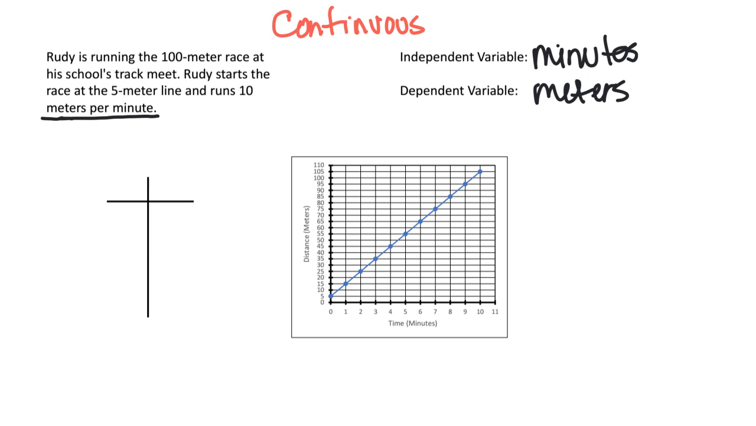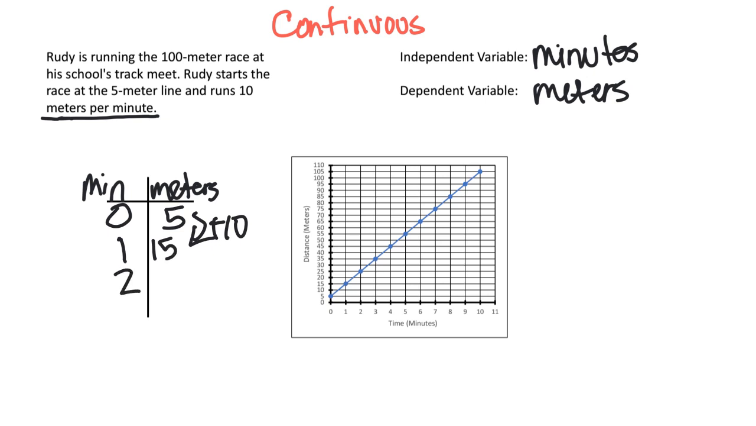So let's go ahead and set up our table based on the independent and dependent variables. So we know Rudy starts at the 5-meter line when he begins his race. So at 0 minutes, he's at 5 meters already. We also know that he's going to be running 10 meters every minute. So by minute 1, we are going to add 10 meters. So now Rudy will be at the 15-meter mark. At 2 minutes, we will add another 10 meters. So now Rudy will be at the 25-meter mark, and so on. So Rudy ends his race at 100 meters.